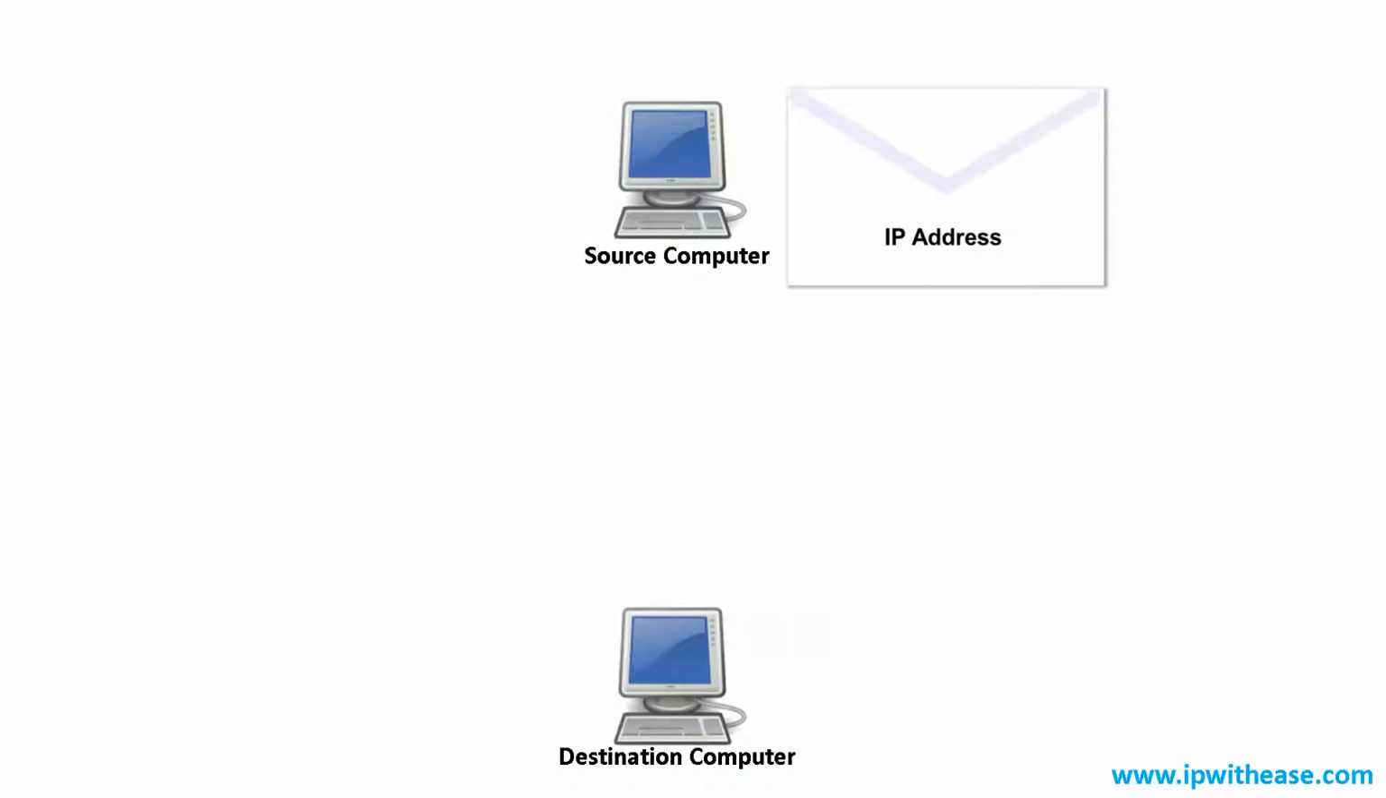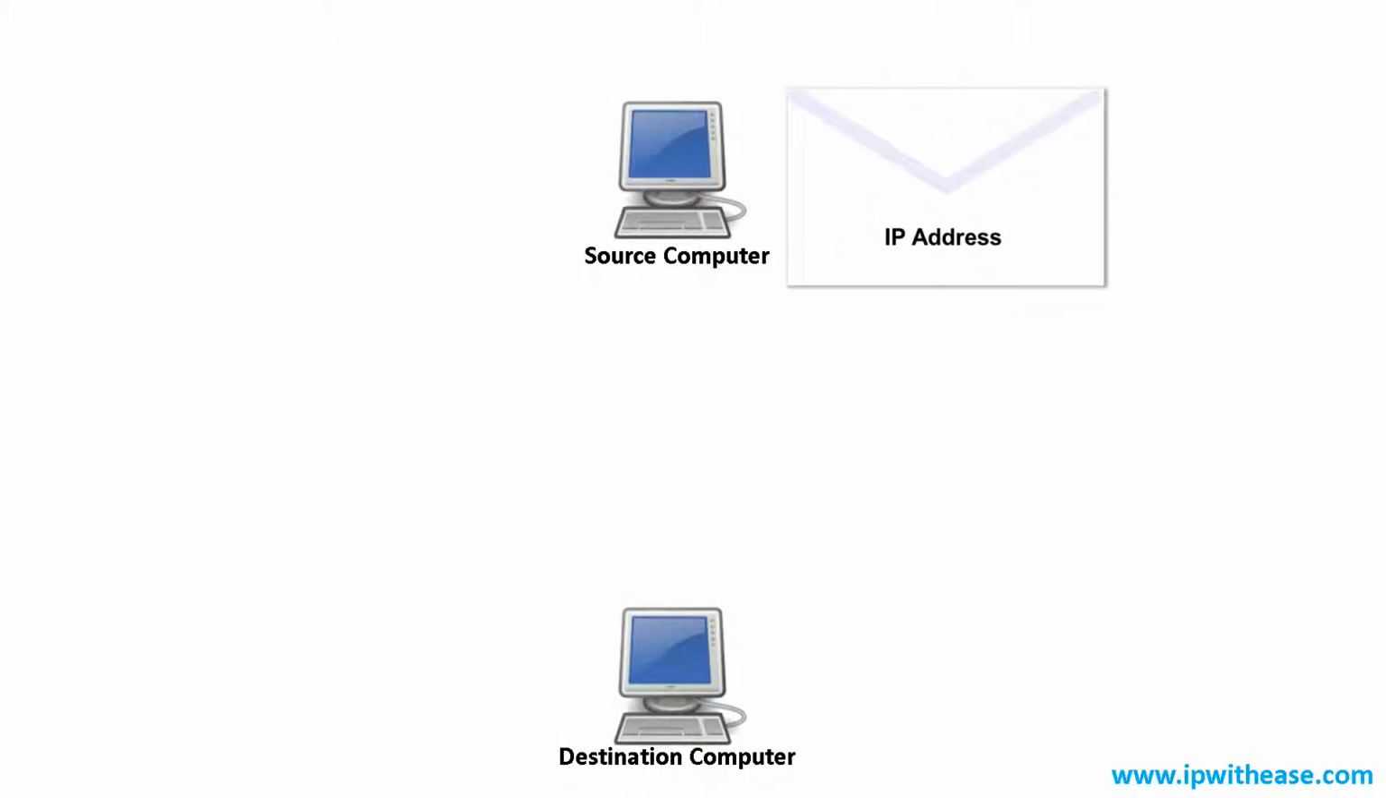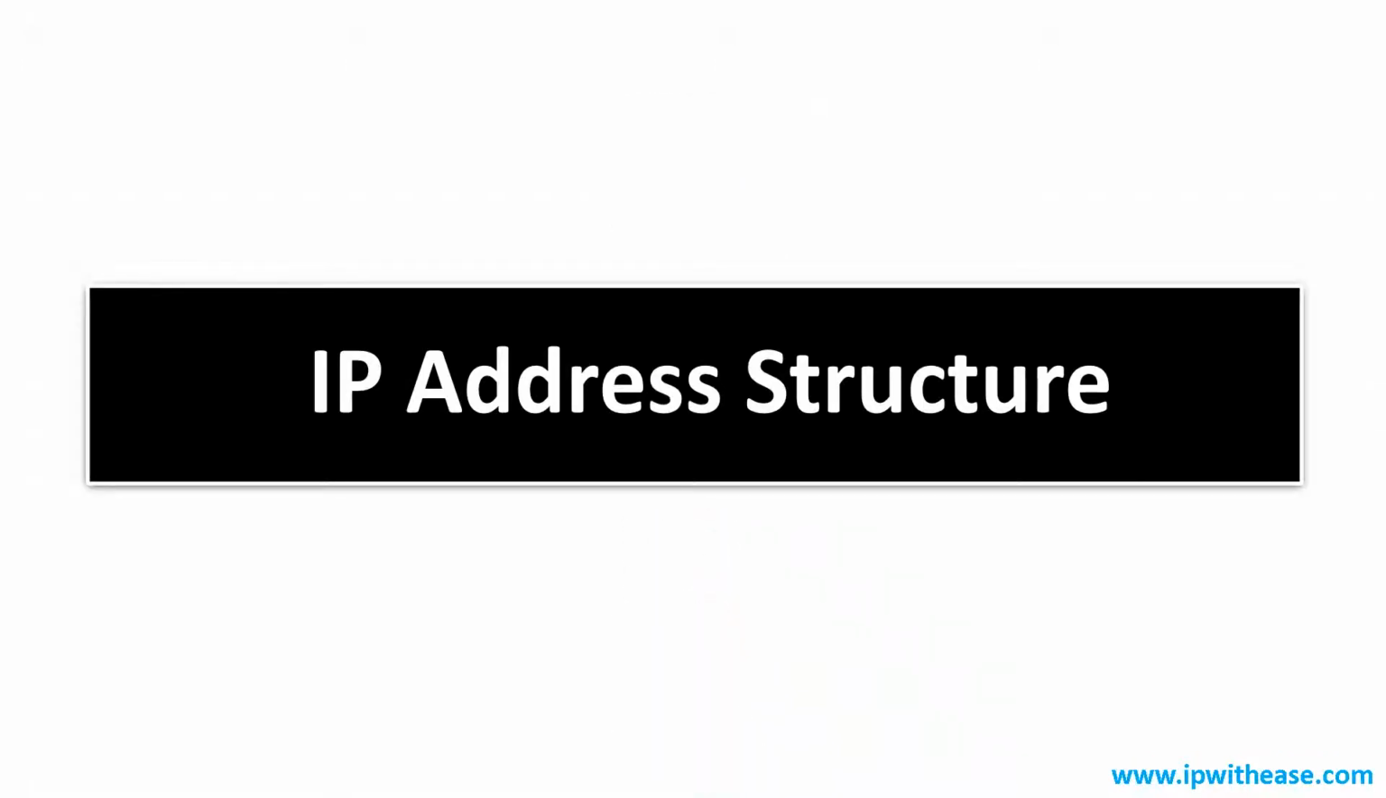A computer network system also communicates in a closed fashion like the mailing system. Like the destination house address is required in the mailing system, an IP address is required in the computer networking system. When a source computer needs to send any information to a destination computer, the packet contains the destination computer IP address, which is routed through the underlying network system. This section will share detail on the structure of an IP address.